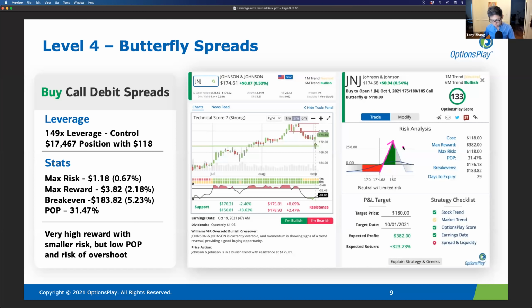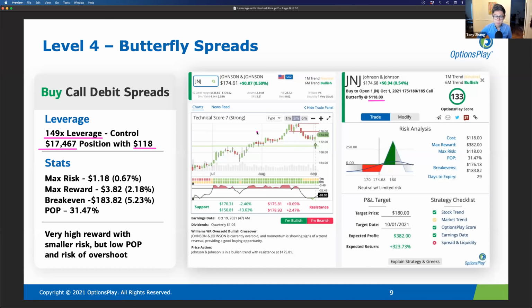And what you have here, as you can see, is I'm controlling the same $17,000 position for only $118. That significantly increases my leverage factor here to 149 times. So remember, the other ones we're looking at were 40 to 50 times leverage. Here I'm looking at about 150 times leverage because I'm controlling this position for such a small fraction of the capital.